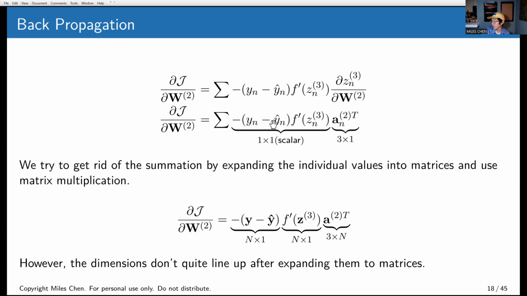And we have this quantity for each observation. So you do it for the first observation, and you get a 3 by 1. Then you do it for the second observation, you get a 3 by 1. You do it for the third observation, you get a 3 by 1. And right now we're saying, do this for each observation, and then you sum them all up.